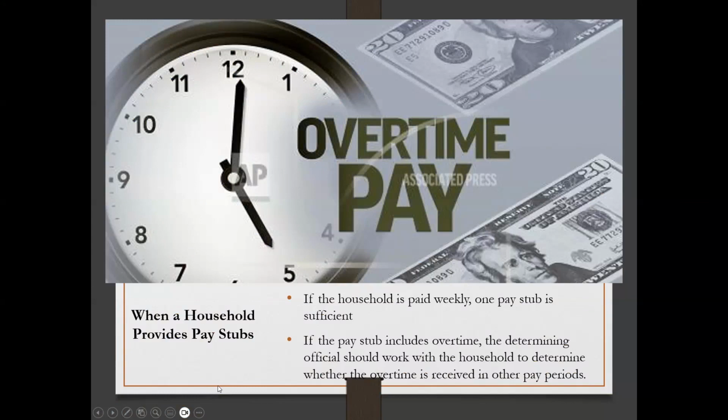If the household submits a pay stub that includes overtime, the determining official should work with the household to determine whether or not the overtime for the month being verified is representative of overtime received in other months. If the overtime is a one-time or sporadic source of income, income should be calculated based on the regular monthly income without overtime. So you want to look at the pay stub.